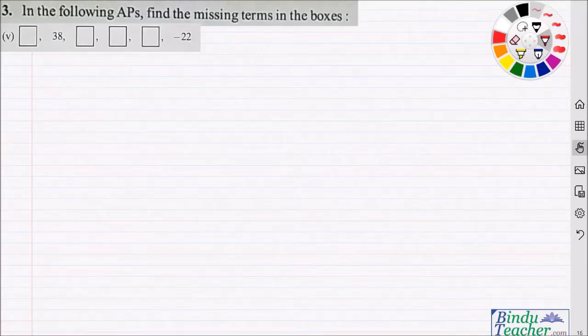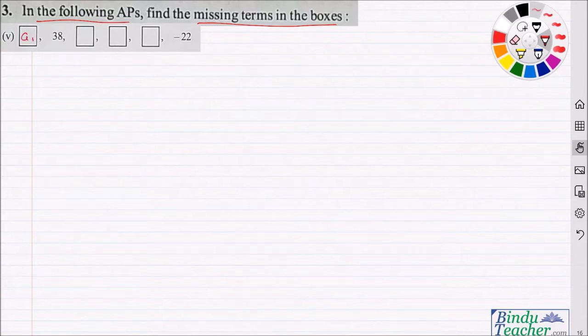Let's solve this question together. In the following arithmetic progressions, find the missing terms in the boxes. So here, they are already saying that this list of numbers is an arithmetic progression, right? We just have to find the missing terms. So what do we have here?